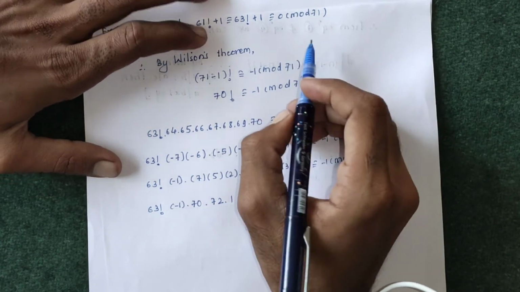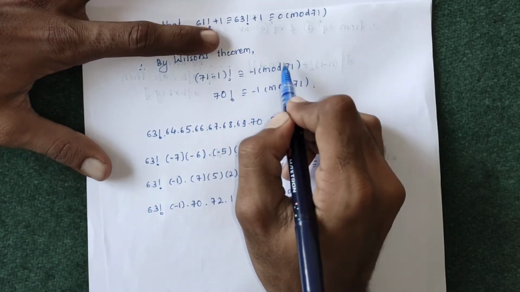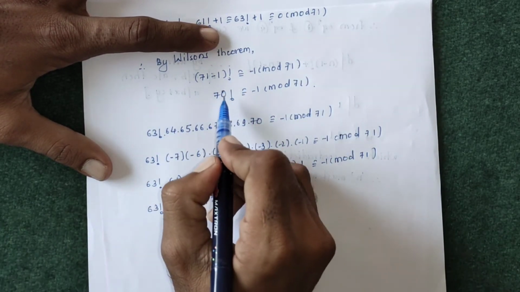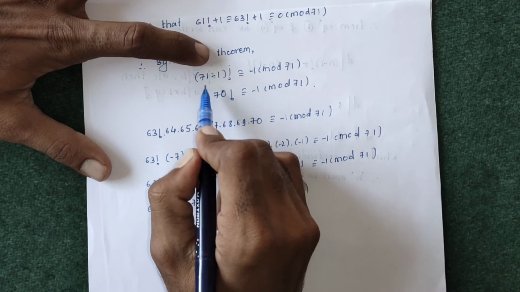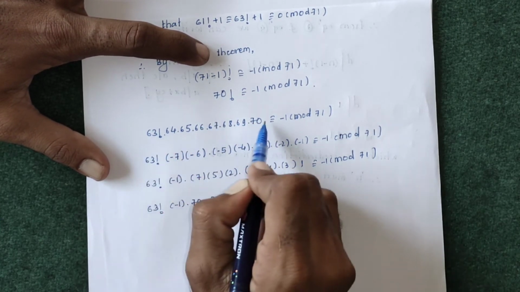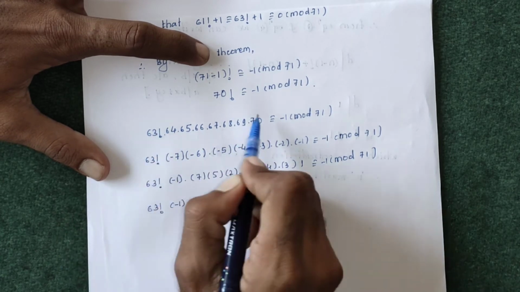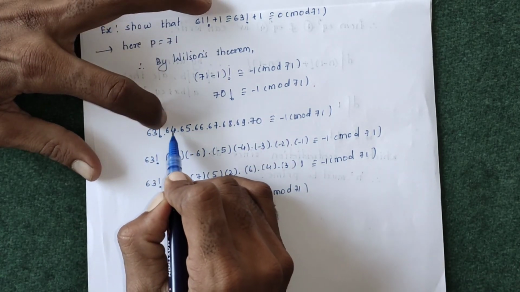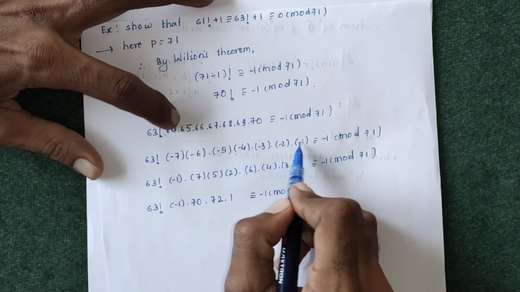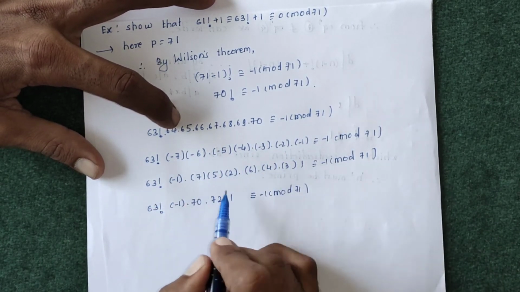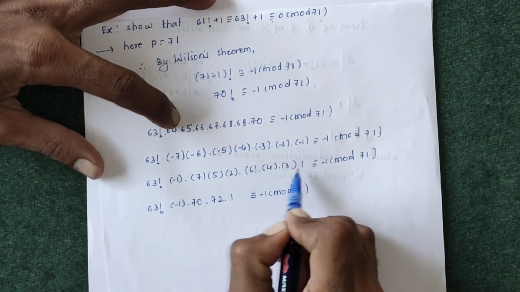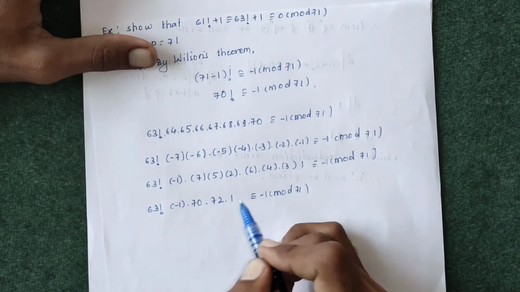The right-hand side is as it is from the first step, and we are doing calculations on the left-hand side. Writing 71 minus 1 as 70 and taking 70 factorial, rearranging 70 factorial in this manner, and taking the congruence, that is 64 under modulo 71, 65 under modulo 71, we get these numbers. Multiplying these numbers in a different manner, that is multiplying first three terms, then another three terms, we get this.